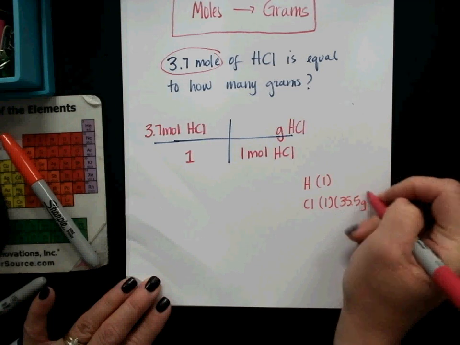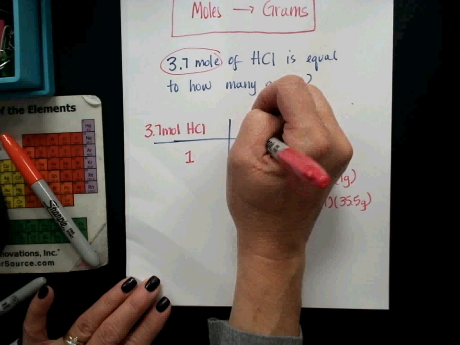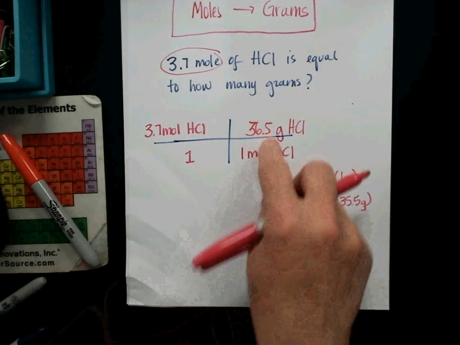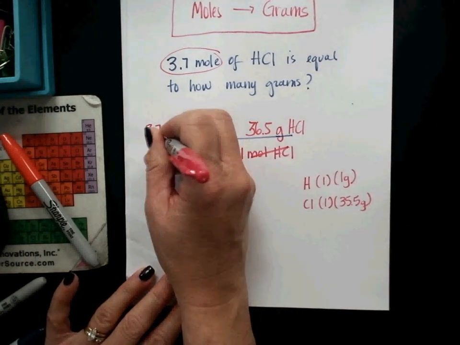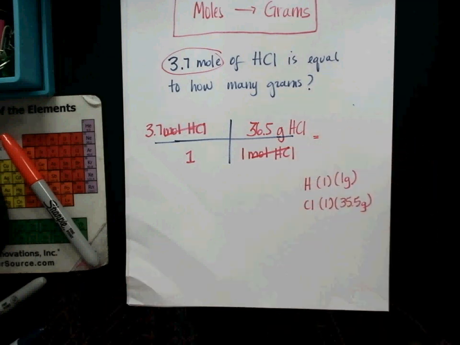So I've got H and I've got Cl. 1 H, 1 Cl. This is 35.5 grams. This is 1 gram. So that is 36.5 grams per mole of hydrochloric acid. So these things cancel out just like they should, and it becomes a really simple multiplication problem, whatever that is.